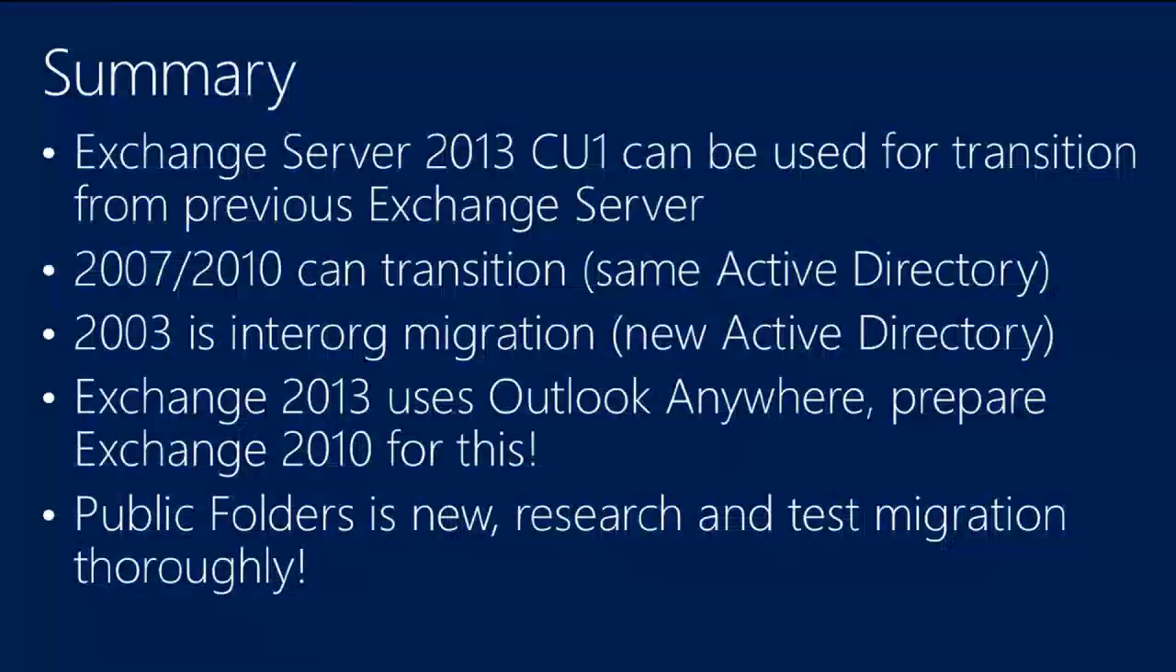So, recap of this session. Exchange Server 2013 CU1 can now be used to migrate from 2010 to 2013. 2007 can transition in the same AD. 2003 requires a different forest or a two-step migration. If you're going to 2013, first set up Outlook Anywhere, prepare Exchange there, and then go to 2013. And if you've got public folders, you need to go along with those. Research, test, test, test. That's all I can tell.